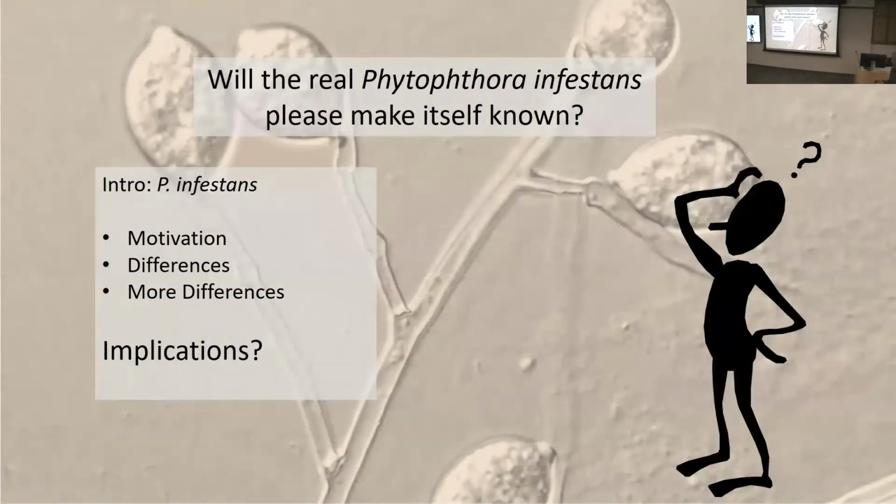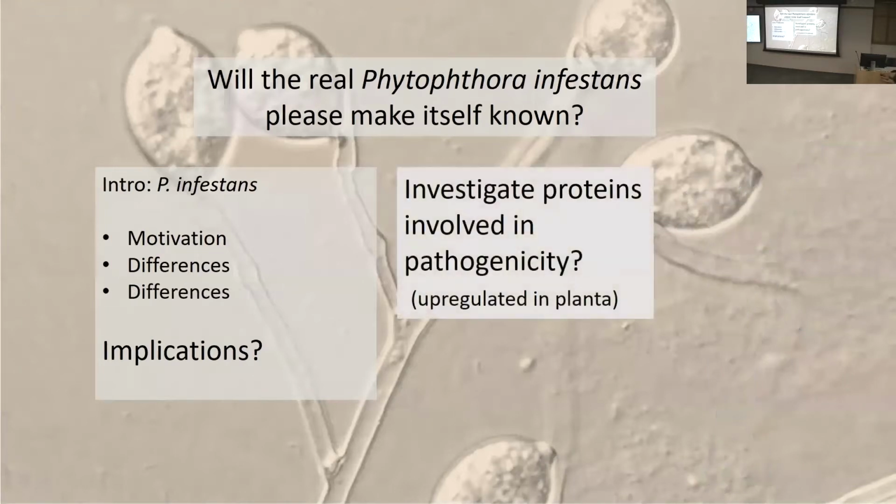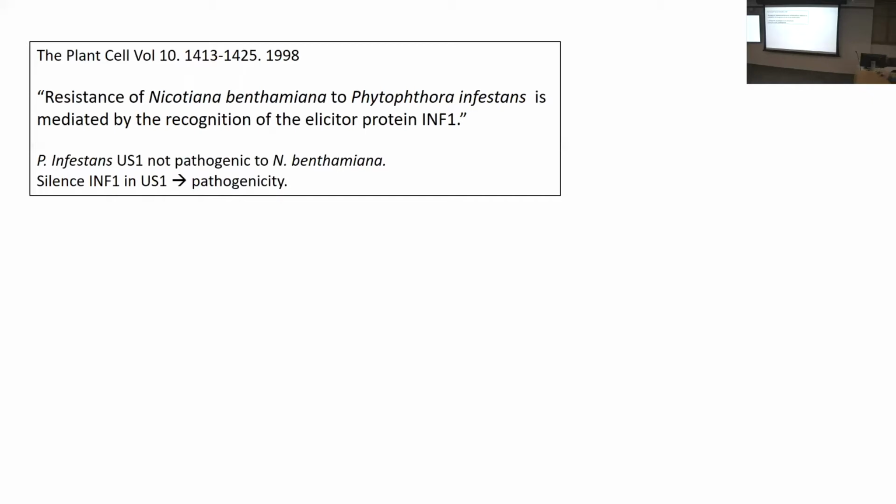So what are the implications of this? The major one, I think, is that we need to investigate proteins. If we're interested in investigating proteins that are involved in pathogenicity, we have to look at those that are upregulated in plants and not those that are upregulated in the plate, because there is such a huge difference. And we can avoid this description that I'll describe here.